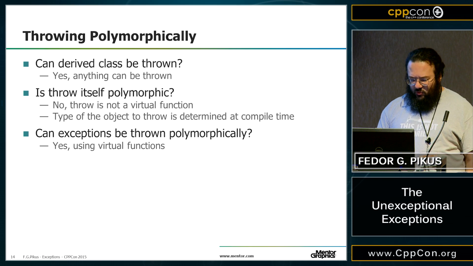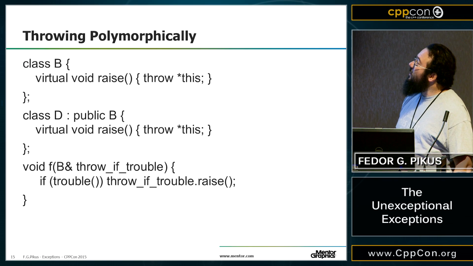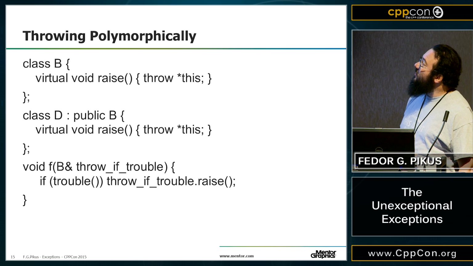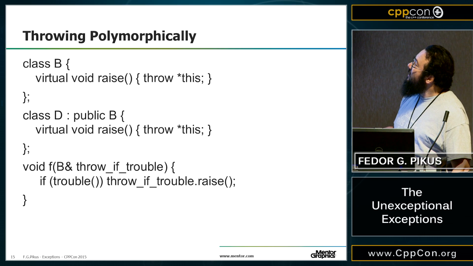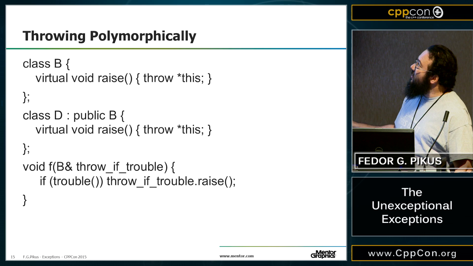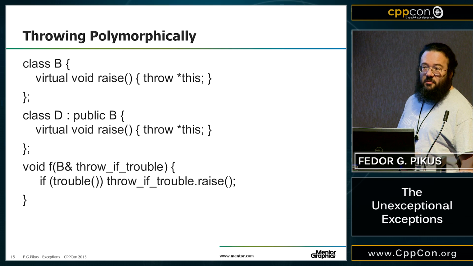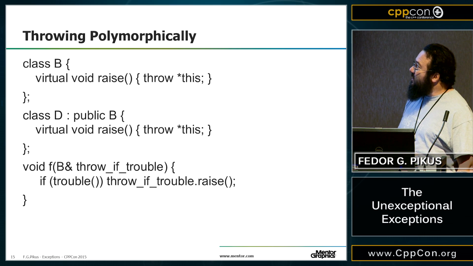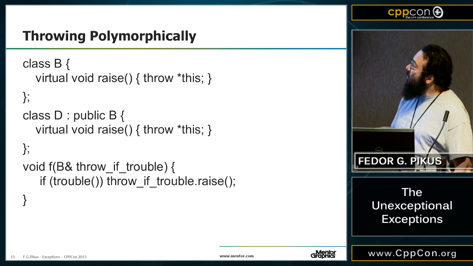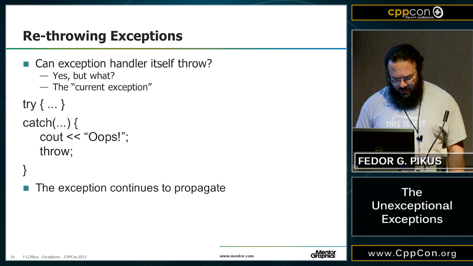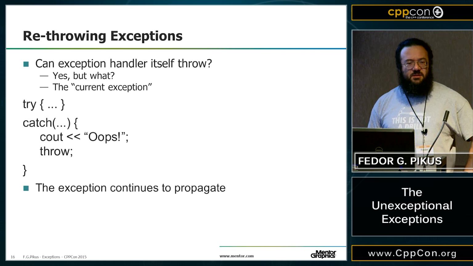Can you throw polymorphically if you want to? Yes, using virtual functions. You basically make the throw itself into a virtual function. Like here is a function raise. In the base class, it throws the base class exception. In the derived class, it throws derived exception. And now, if this is really a reference to D, D will actually be thrown. Because the polymorphism occurs not at the point of throw, but at the point where we decide which of these functions to call. Here, it'll call derived.